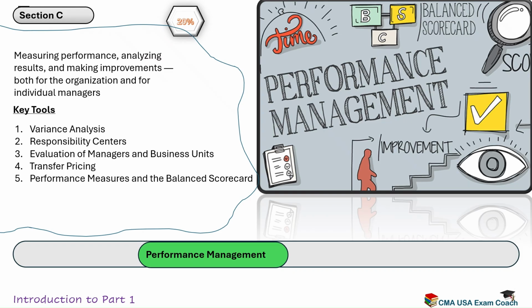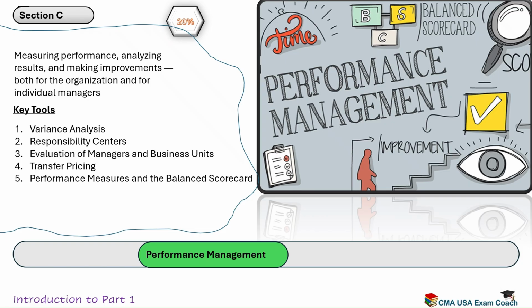This topic focuses on how to assess the performance of both managers and the departments they lead. We look at metrics such as return on investment (ROI), residual income, and economic value added (EVA) to see how effectively managers are using the company's resources to generate profits. It's about fairness and accountability, rewarding good performance and identifying areas for coaching or improvement.